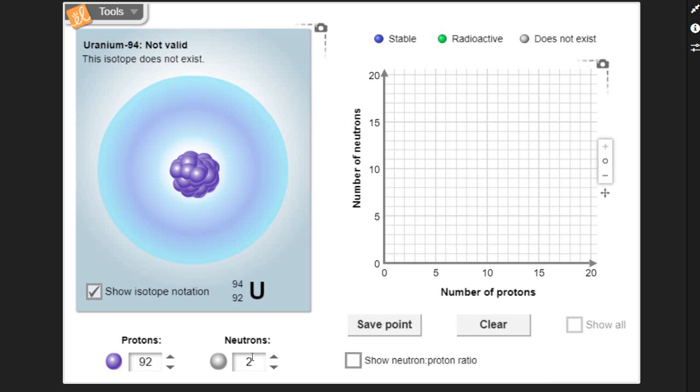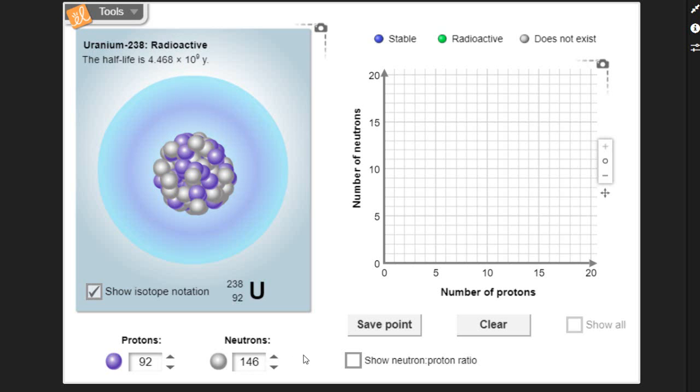How do we figure that out? 238 minus 92. It's 146. Okay?